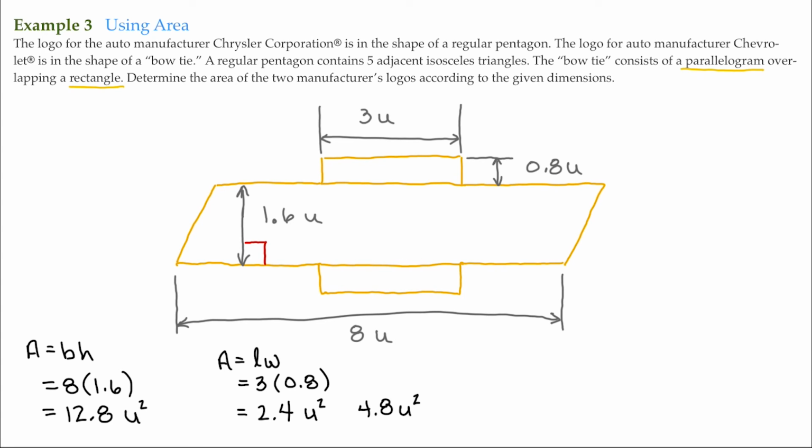To determine what it is for the entire bow tie logo, we'll just add the 12.8 and the 4.8. So 12.8 plus the 4.8, that's 17.6 square units. So the entire area of our bow tie logo, 17.6 square units.